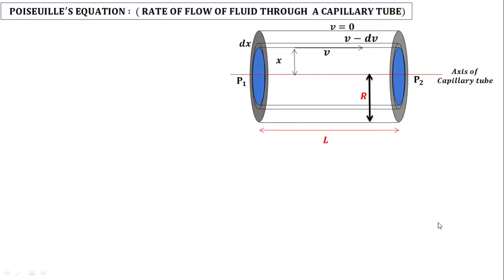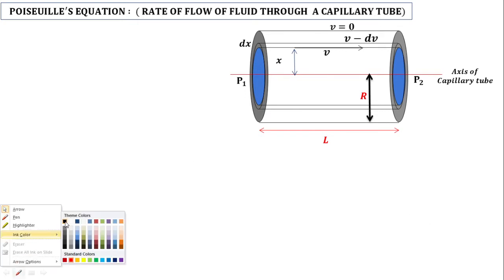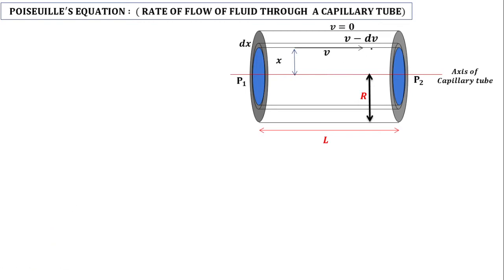Hello guys, let's see how to derive Poiseuille's equation. This equation gives you the rate of the flow of fluid through a capillary tube. So here is the capillary tube, which is cylindrical in shape, and the radius of the tube is capital R, and the length of the tube is L.